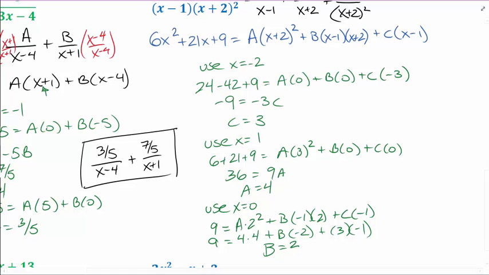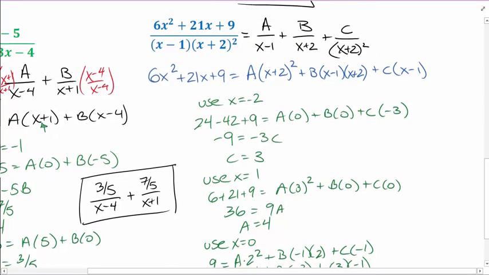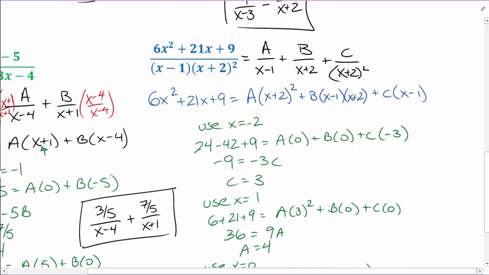I can rewrite my final answer now. Going back to the initial problem, I can replace a with 4, b with 2, and c with 3. After erasing out those values, I can put in a 4, 2, and 3 to find my partial fraction decomposition.